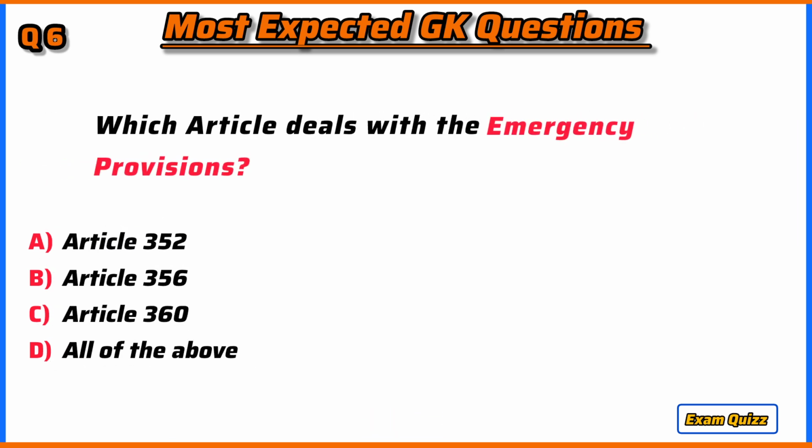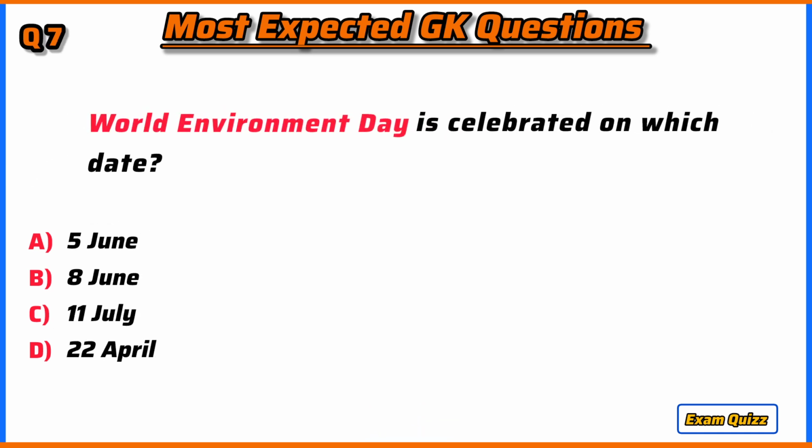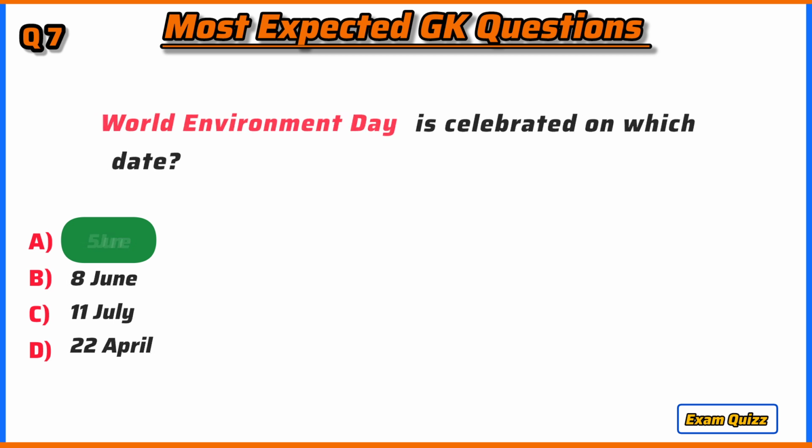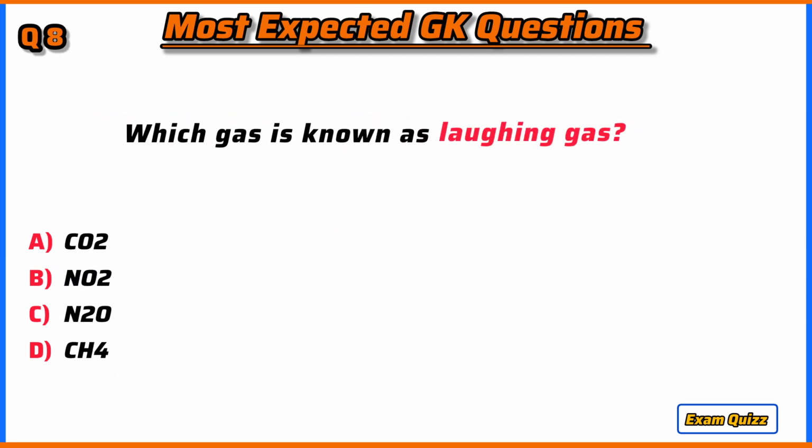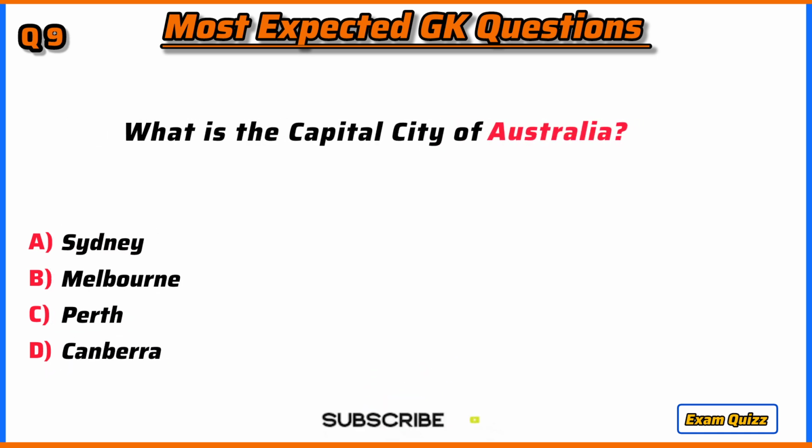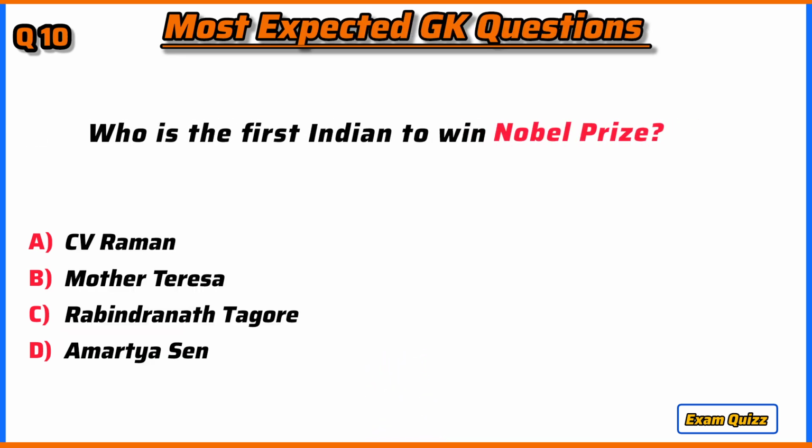Which article deals with the emergency provisions? World Environment Day is celebrated on which date? Which gas is known as laughing gas? What is the capital city of Australia? Who is the first Indian to win Nobel Prize?